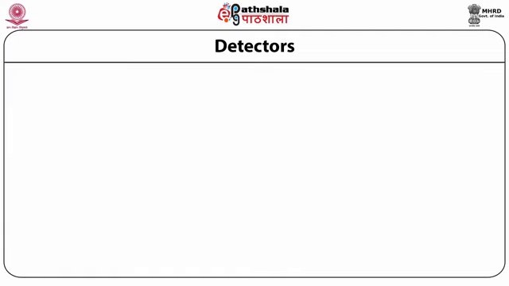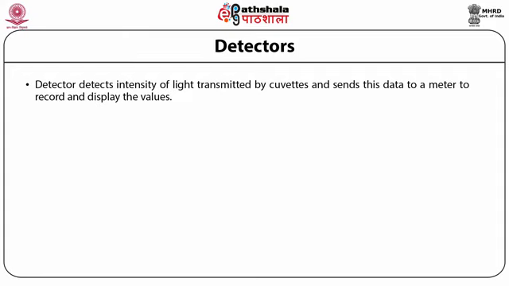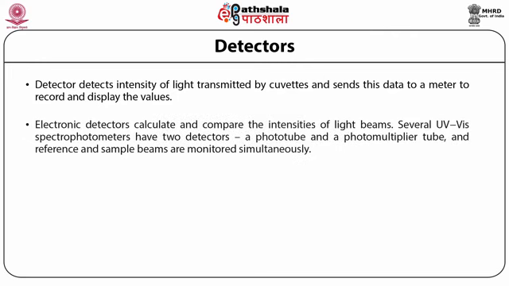Let us now discuss the detectors. Detectors detect the intensity of light transmitted by cuvettes and send this data to a meter to record and display the values. So electronic detectors calculate and compare the intensities of light beams.